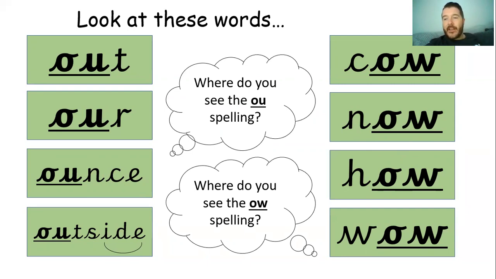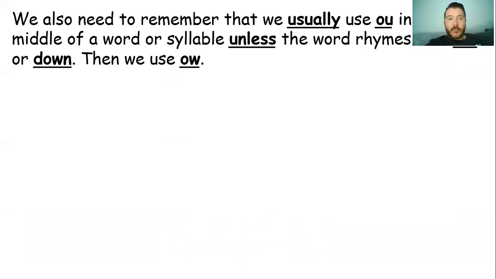So it's not always at the end of words. Sometimes it can be the end of beats. So, for example, in a word like shower, the ow is the O-W because it's the last sound in that first beat, isn't it? In show. We also need to remember that we usually use the O-U ow in the middle of a word. So house, mouse, round are all O-U. Unless the word rhymes with owl or down, then we use O-W.